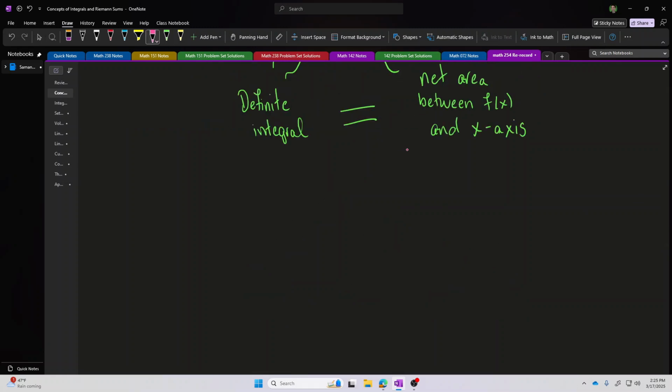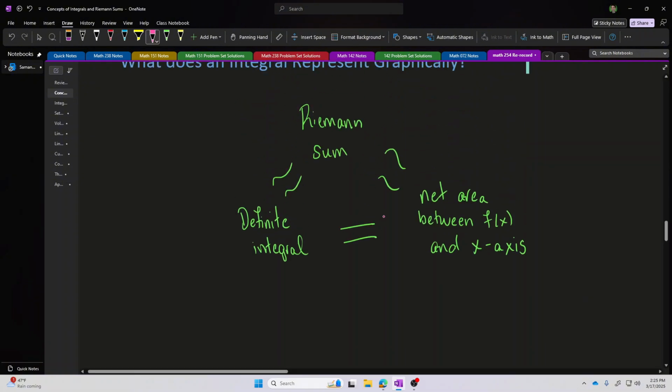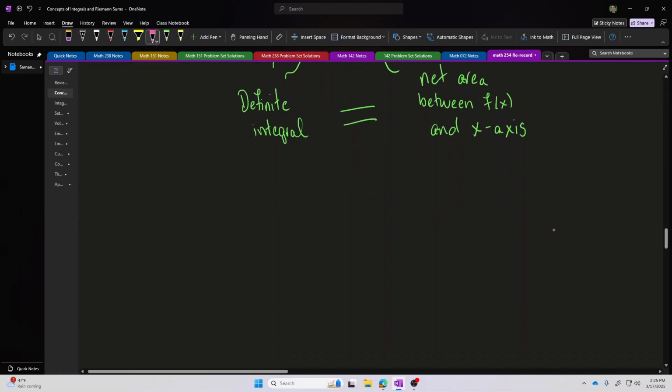So just to give you a quick example of what it looks like to exploit this equation here, the fact that the definite integral and the net area are exactly equal to each other. Suppose I asked us, for example, to calculate the integral from -2 to 2 of the square root of 4 minus x squared dx.